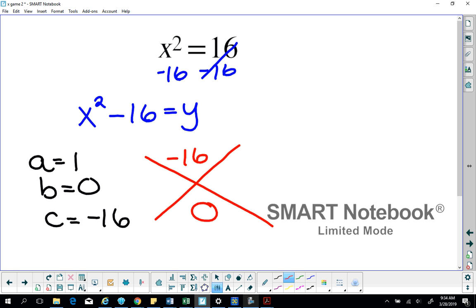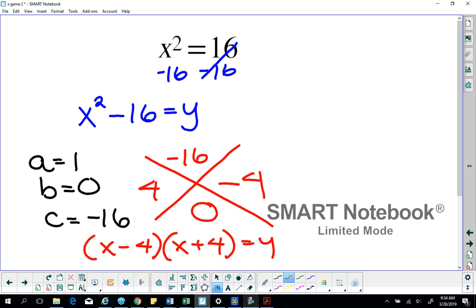So what two numbers multiply to negative 16 but add to 0? Anyone think of it? Four and four. And I know one has to be negative. And what's 4 minus 4? 0. Perfect. Now, since A is 1, I can just write it like this. And that's my answer.